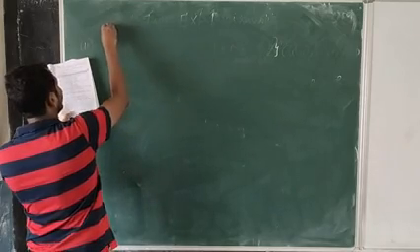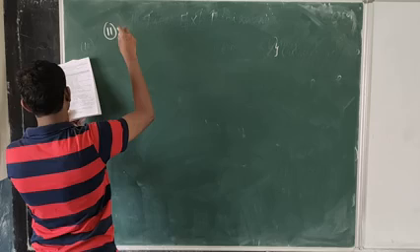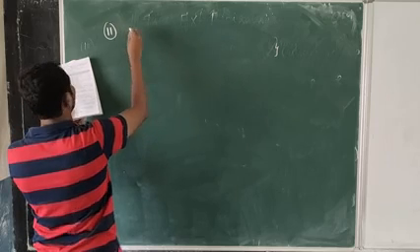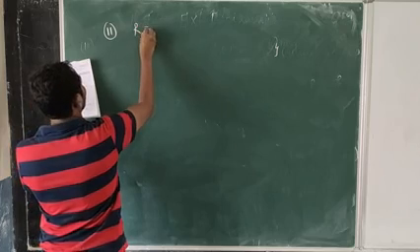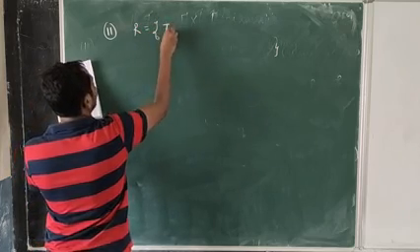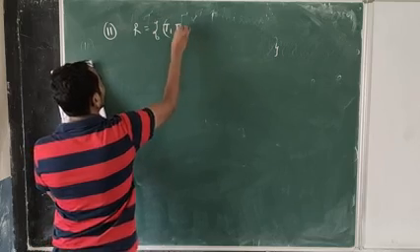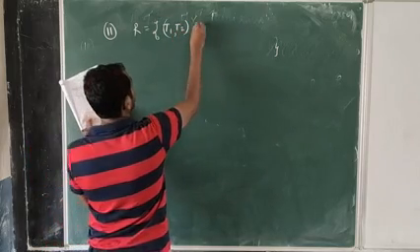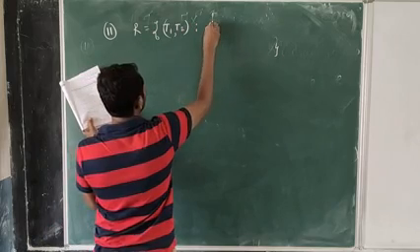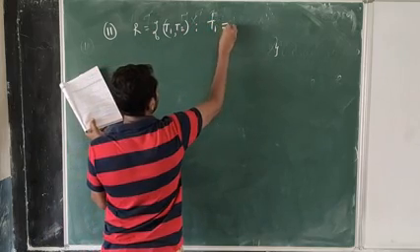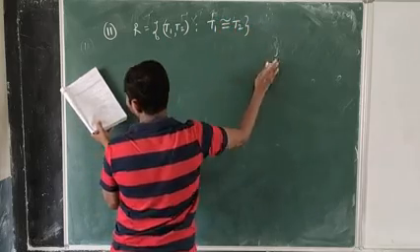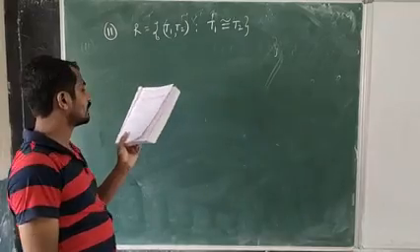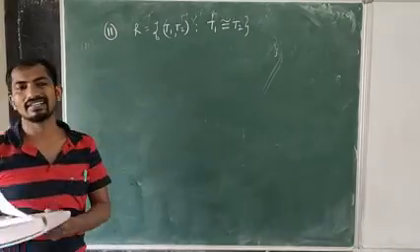Questions number 11 and 12 are similar questions. One question I am giving here, question number 11. A relation is given: R is equal to T1 comma T2, and the given condition is T1 is congruent to T2. Then show that R is an equivalence relation.